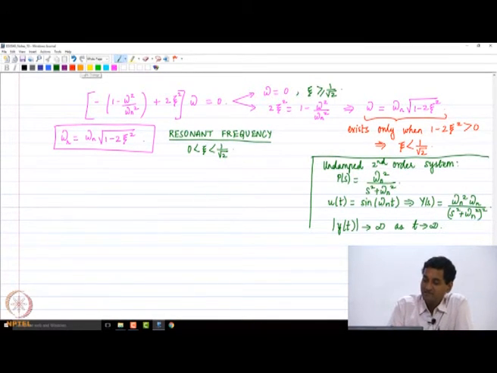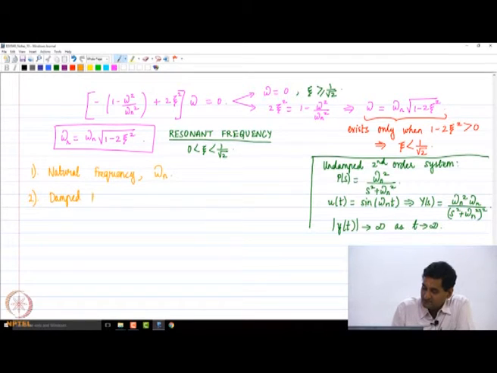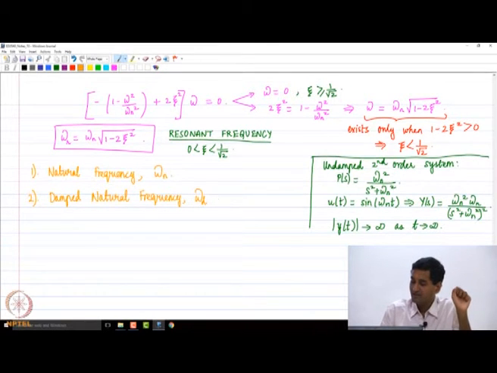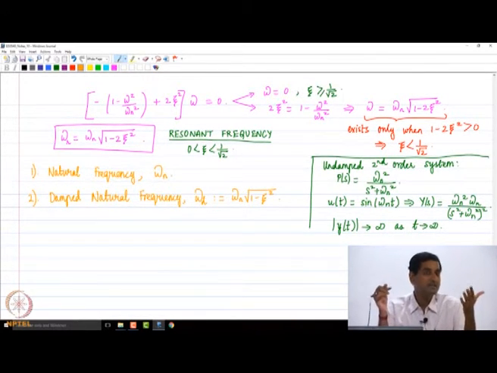So there are three natural frequencies of interest. The first one is the natural frequency, which by definition corresponds to the undamped system. The second one was the damped natural frequency, which corresponds to an underdamped second order system, and the damped natural frequency was omega n times square root of 1 minus zeta square, right. So physically, what is the notion of this damped natural frequency?